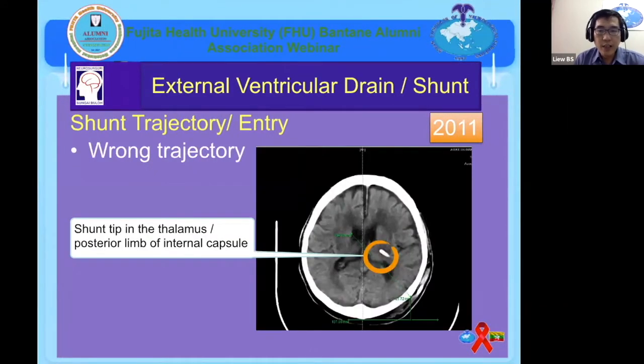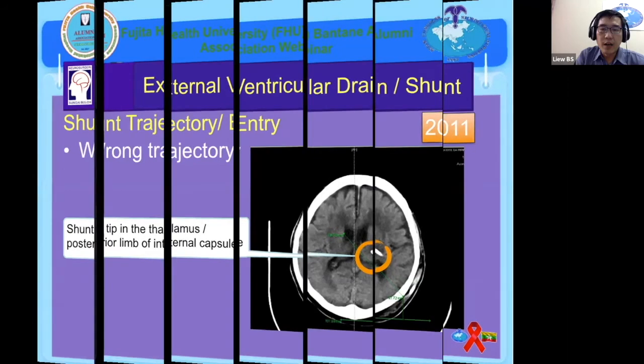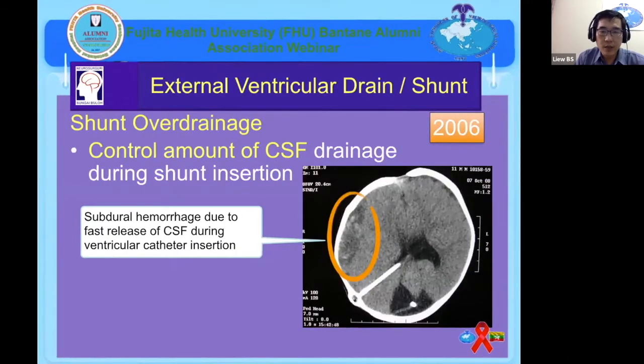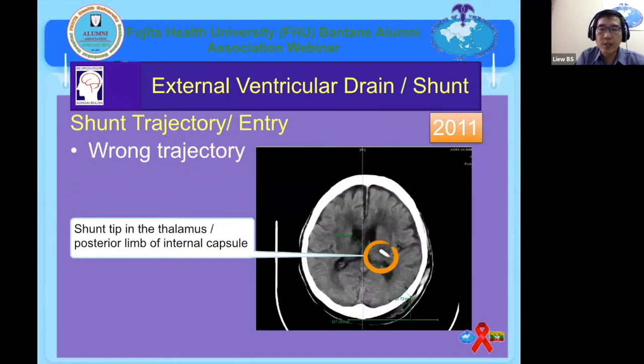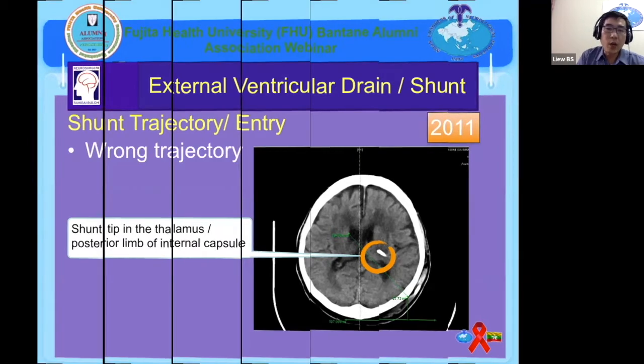Again, this is a very common occurrence, where the trajectory of the shunt is wrong. You can't blame anybody, because shunt placement is a blind procedure. And usually there are many new tools now, but again, they are very expensive to use, for example having an image-guided system and so on and so forth. That is very common.